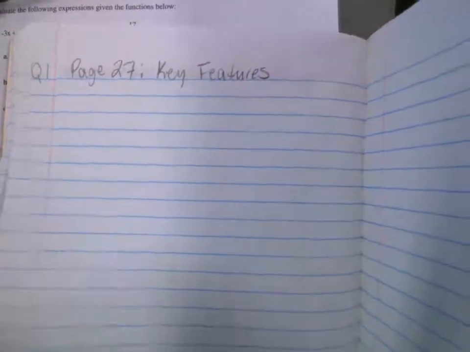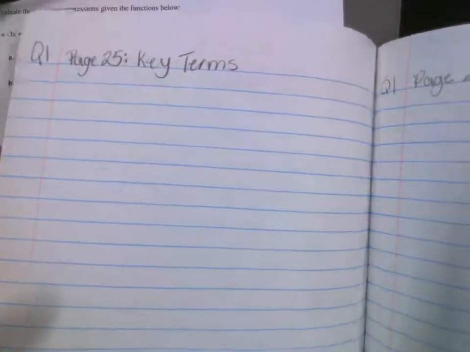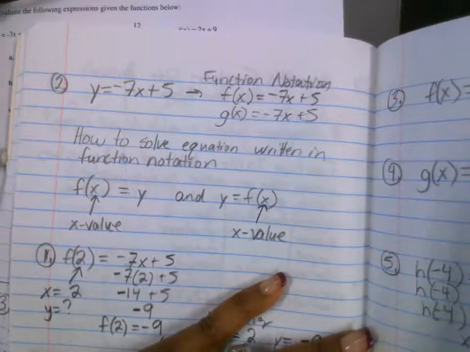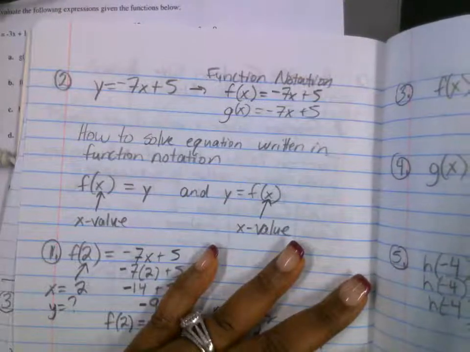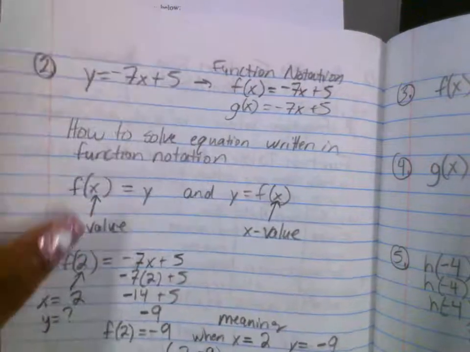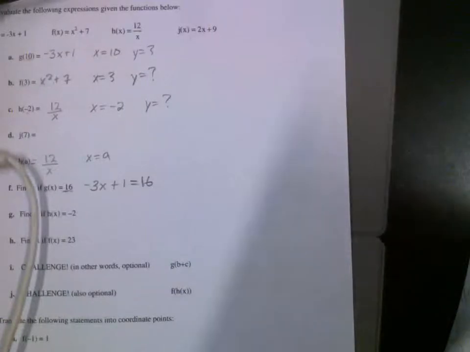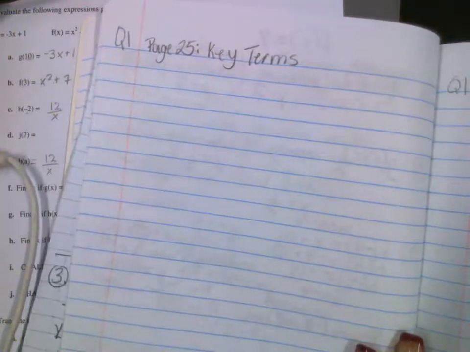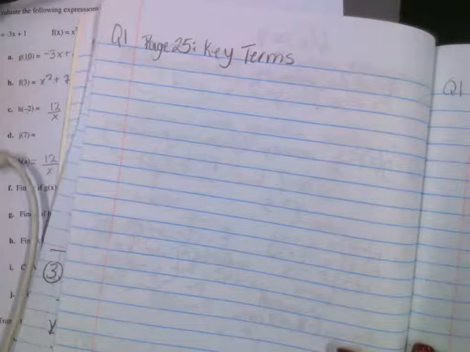What are you lost with? Which page? I'm caught up now, but I was really lost. Do you understand now? Yeah, I do. I'm just telling you what page numbers you should have. Page 25 was key terms, and key terms and what inequalities is page 26.